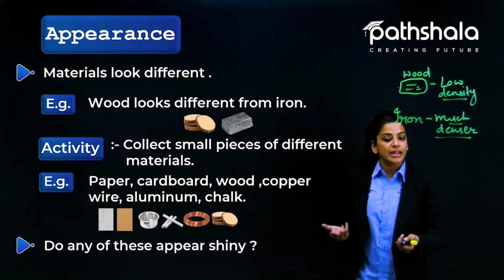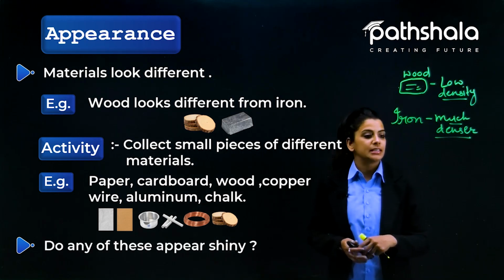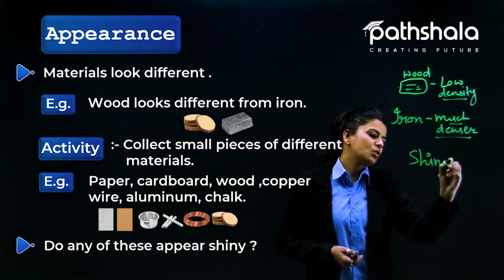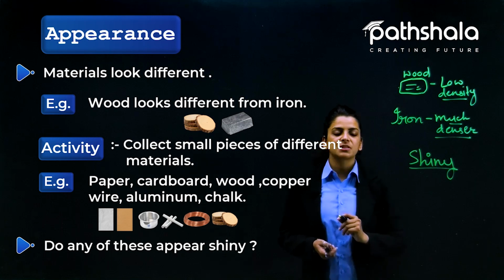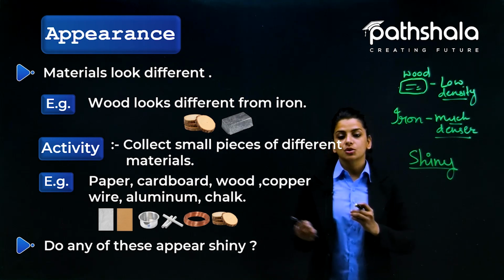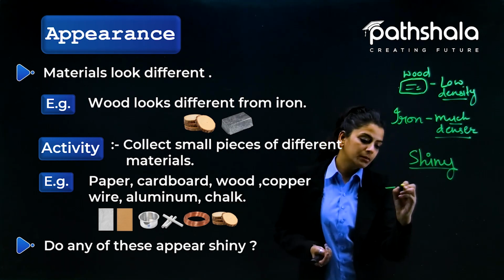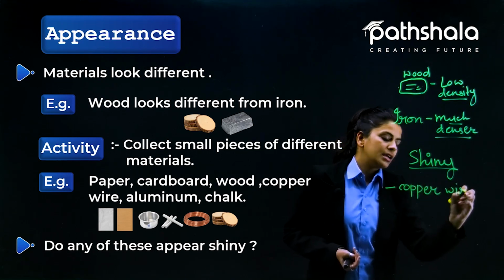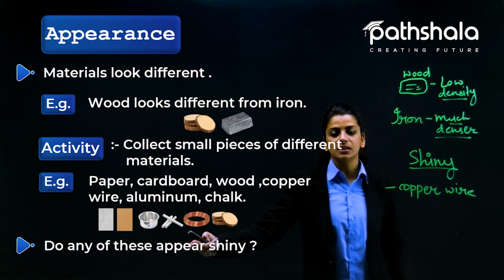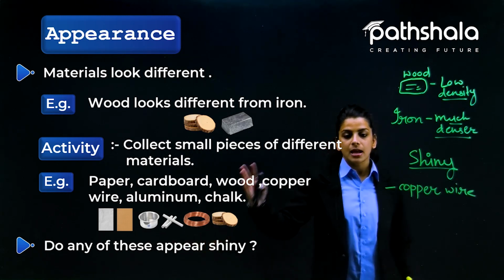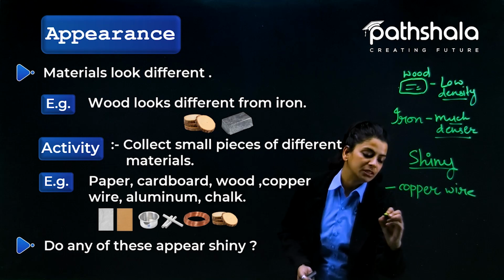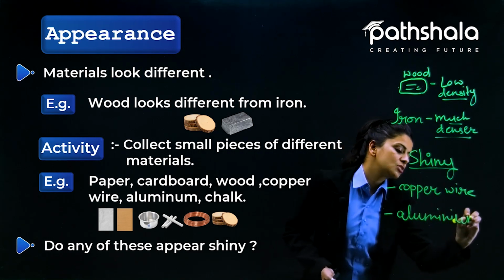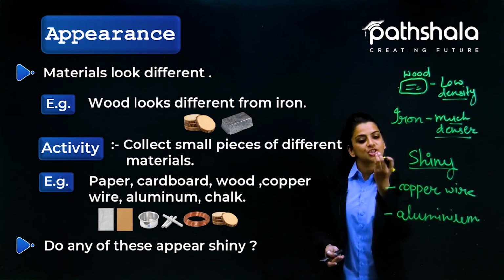So the question is, do any of these appear shiny? इनमें से कौन-कौन से मटेरियल आपको shiny दिखते हैं? Which has a shine? सभी को पता होगा shiny, चमकने वाले ऐसे substances कौन से हैं जो चमकते हैं? So क्या-क्या ले सकते हैं हम? Copper wire, copper brownish color की होती है. We have a picture of copper wire as well. And उसके अलावा we have aluminium. Aluminium is also a substance which appears shiny.